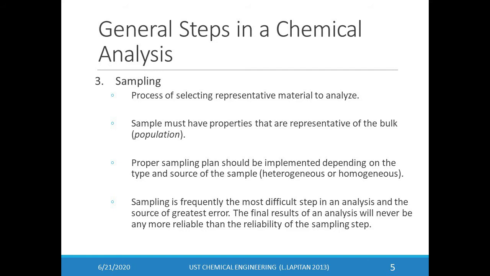Proper sampling plans should be implemented depending on the type and source of the sample, for example, if it's a heterogeneous or homogeneous sample. When a bulk material is heterogeneous, then great effort is required to get a representative sample. One way to solve this problem is to use a mortar and pestle to grind heterogeneous solids into fine homogeneous powders. Sampling is frequently the most difficult step in chemical analysis and the source of greatest error. The final results of the analysis will never be more reliable than the reliability of the sampling step. So you have to be careful when you do sampling.